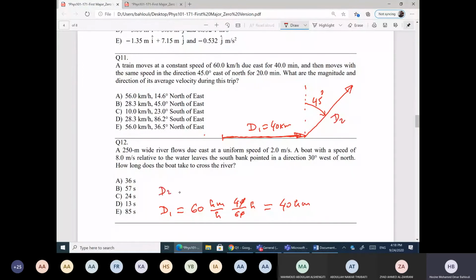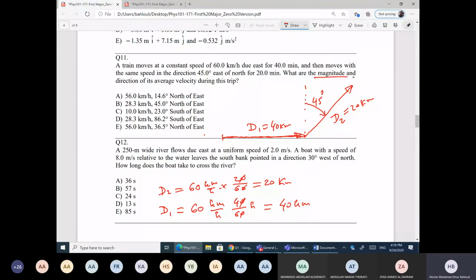What is d2? It's the same speed, so it will be 60 kilometers per hour, because the speed didn't change, times the time, which is 20 minutes. In hours, 20 divided by 60, so d2 will be 20 kilometers. This problem is basically chapter number 2 on vectors.